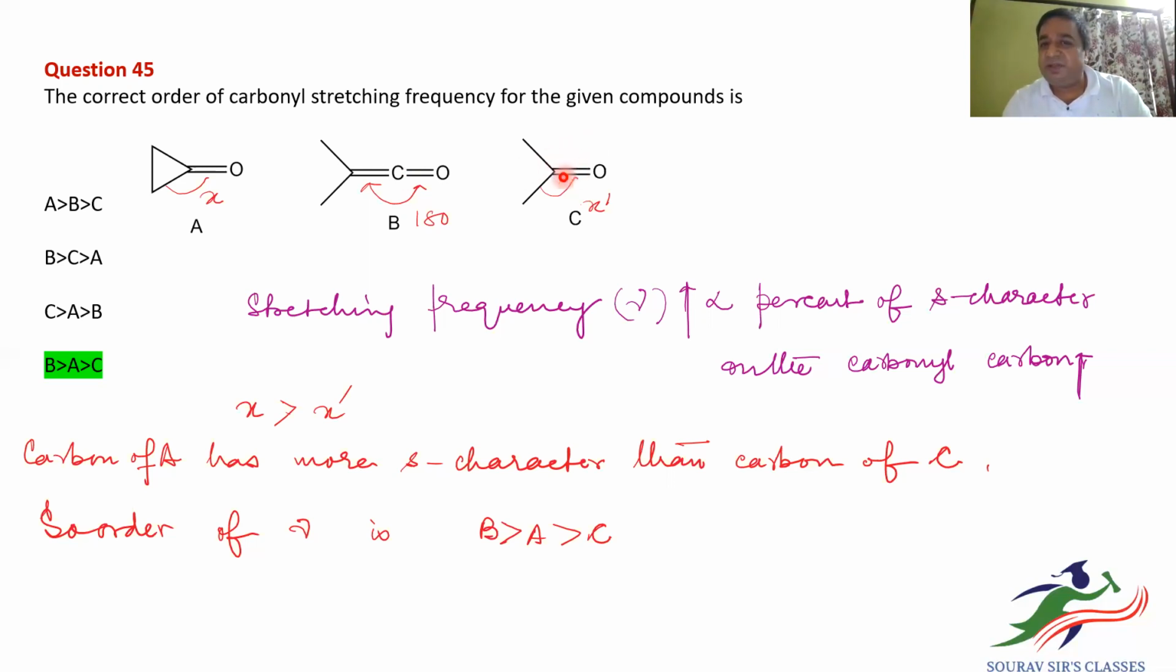What did I say? Shortening of the bond. How is the bond shortened? By s character. So this has the most s character because this is purely sp. Here there is an increase in s character because of angle strain. Inside it is 60, so more s character over here, less s character over here. But here, sp2 is more or less the same over all the bonds. So over here this will have the highest frequency, followed by this and followed by this. So this is B, followed by A, followed by C.